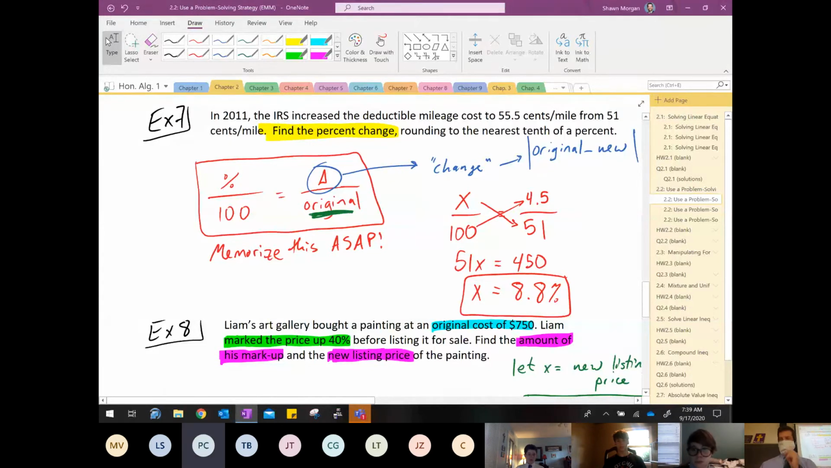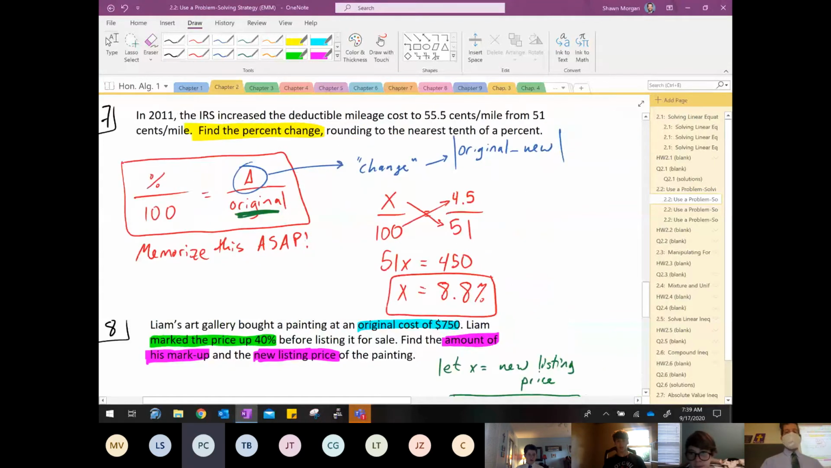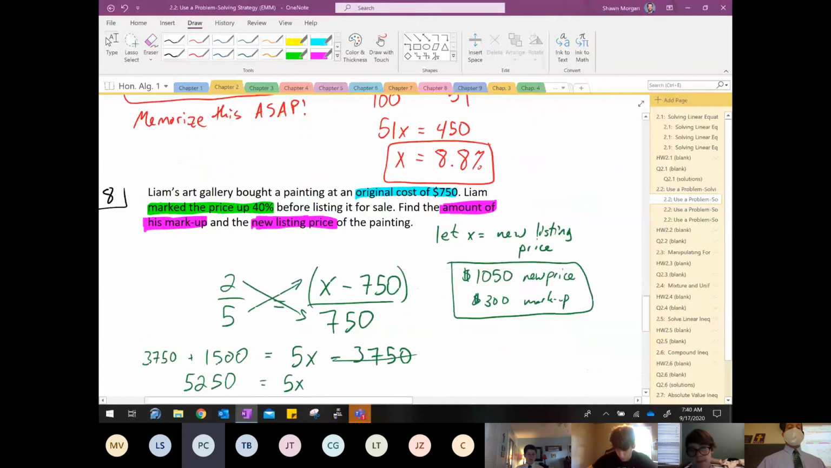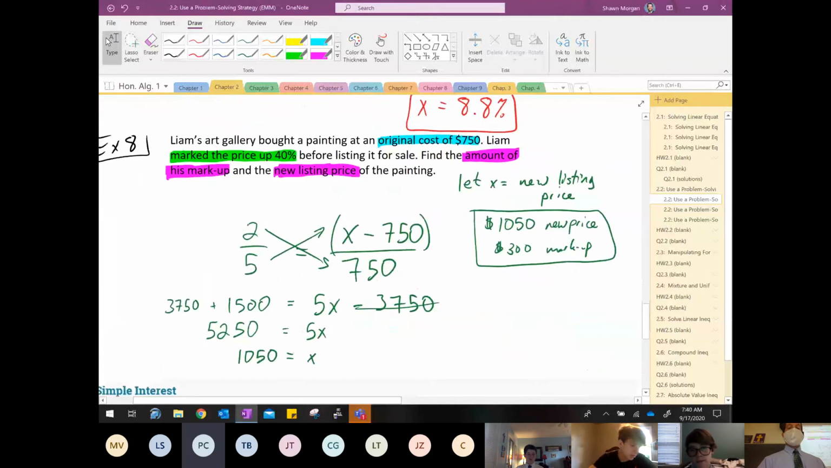How did you get 300 as the markup? Oh, okay, good. The amount of change, our markup, is the difference between the original price and the new price. So if the original price was $7.50 and we calculated our new price to be $10.50, that's how we got our markup. The difference between those two.